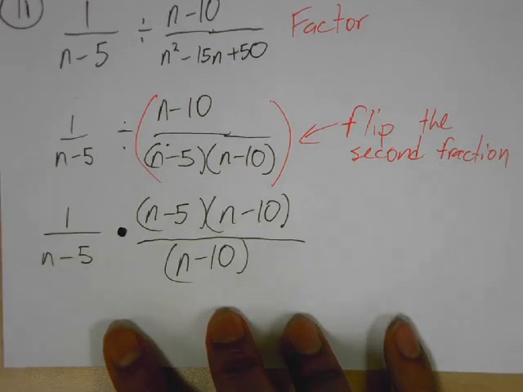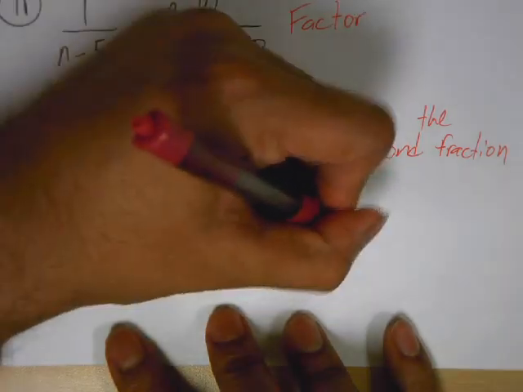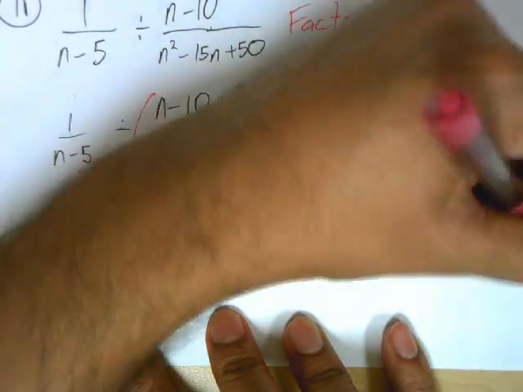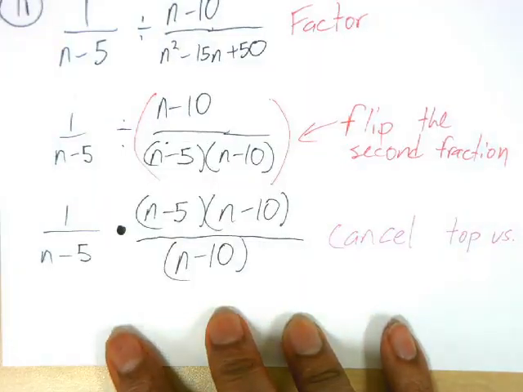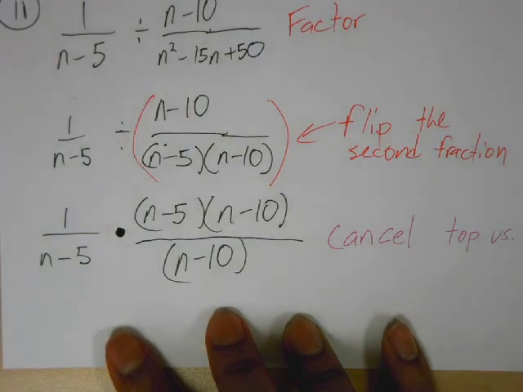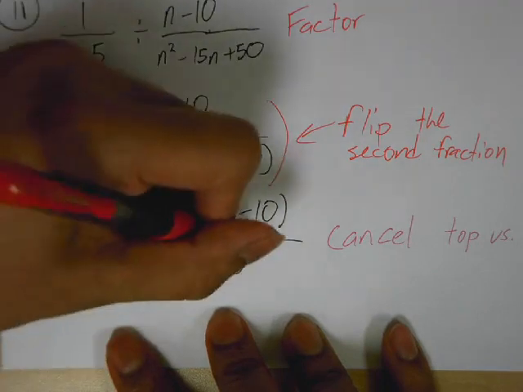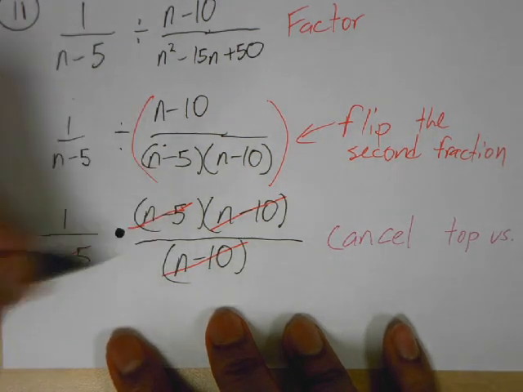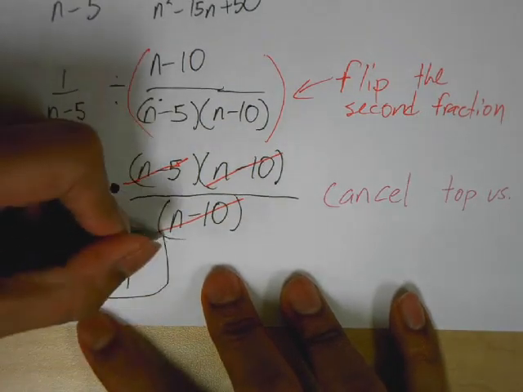And again, just like before, we're going to just cancel top versus bottom. Okay, so if we start canceling stuff out here, you'll see, wait, my n minus 5s are going to go away. My n minus 10s are going to go away. And I'm just going to have that lonely 1 left over. Remember, all of these basically have become 1s. So my final simplified answer is just 1.